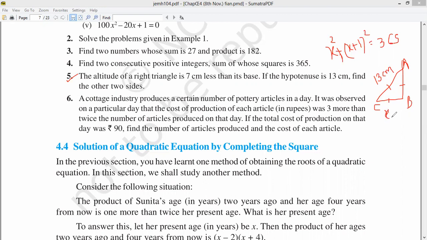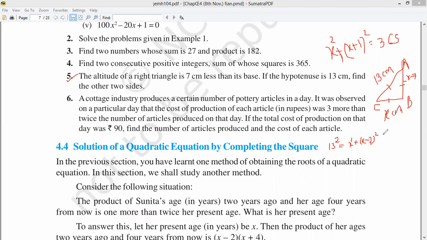So let us choose that suppose the base of the right angle triangle is x centimeter. According to the condition, the altitude of the right angle triangle is 7 centimeter less than its base, so this is x minus 7. Now we can use the Pythagoras theorem, which states that hypotenuse square is equal to base square plus perpendicular or altitude square. So we can say 13 square is equal to x square plus x minus 7 whole square.